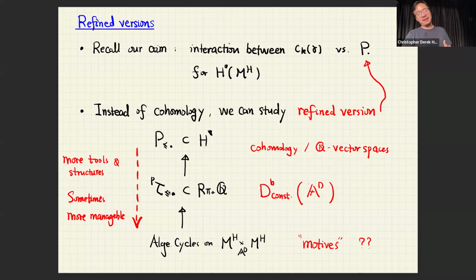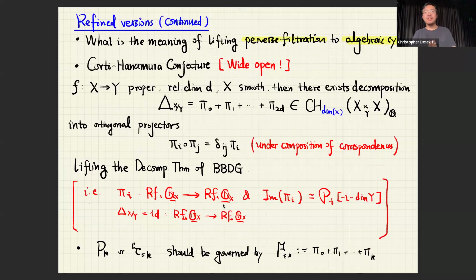We can further generalize or enhance this by considering algebraic cycles on the relative product. In other words, we do a motivic lifting of the story we started with. I'll explain the meaning of that. What is the meaning of lifting perverse filtrations to algebraic cycles? The general philosophy is given by this wide open deep conjecture by Corti-Hanamura, which is expected to hold in complete generality, but it's wide open.